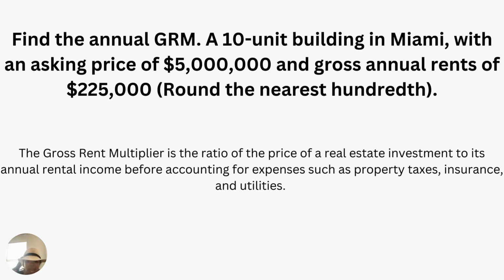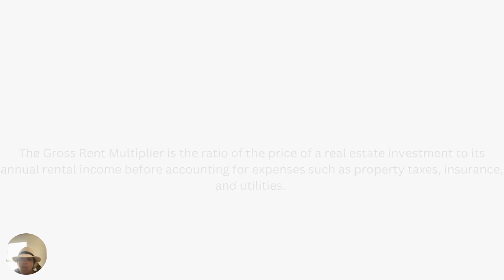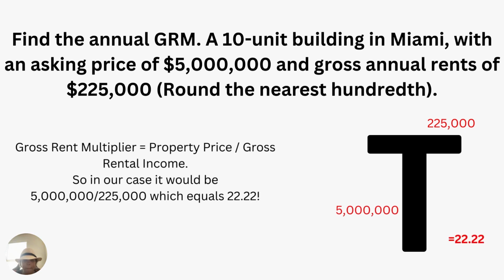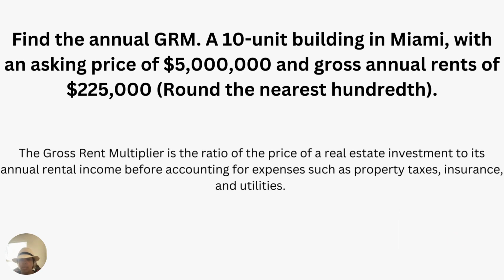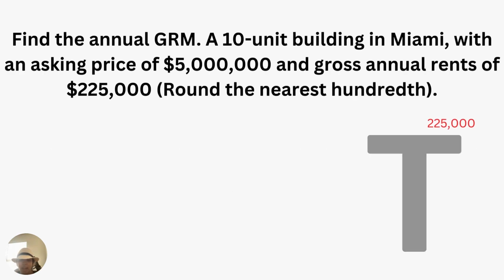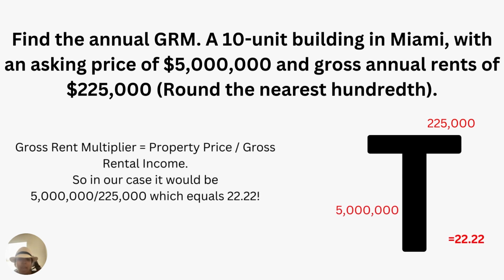You're going to take the gross rent multiplier, which equals the property price divided by the gross rent income. So in our case, $5 million divided by 225,000. And that would give you 22.22.